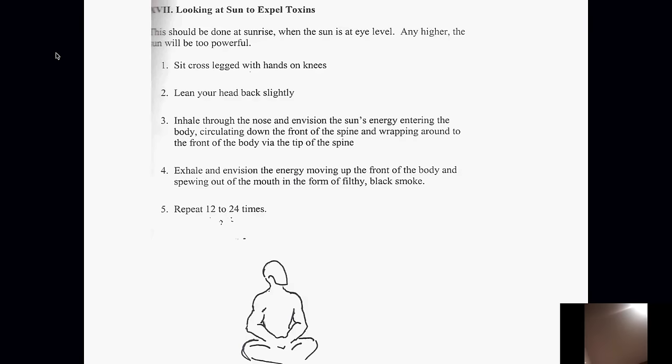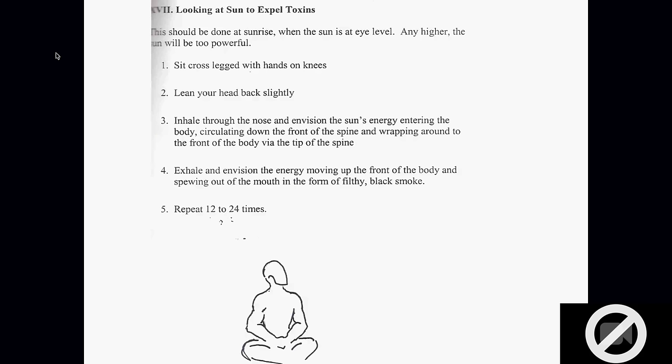Now we're going to do this, looking at the sun to expel toxins. You can see the sun in your mind's eye. You can do this at sunrise or sunset. You can sit with your hands on top of your knees or cross-legged. Lean your head back slightly.